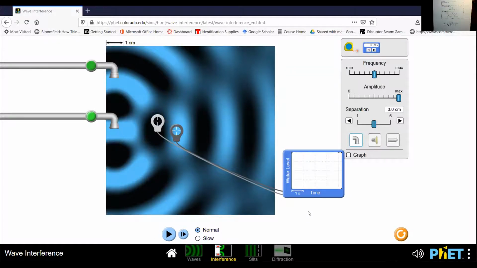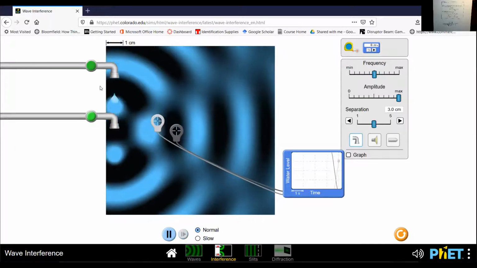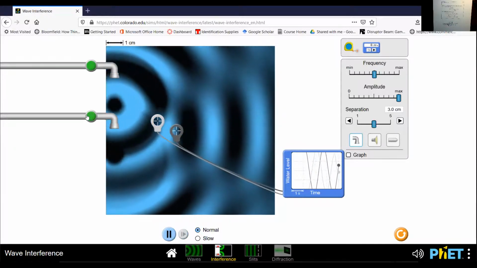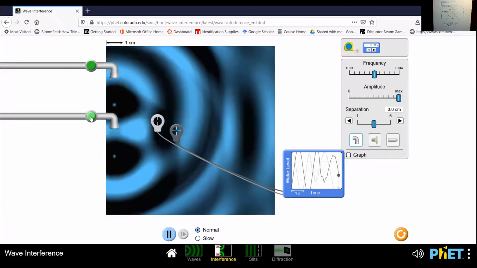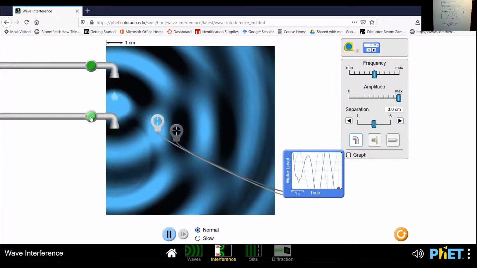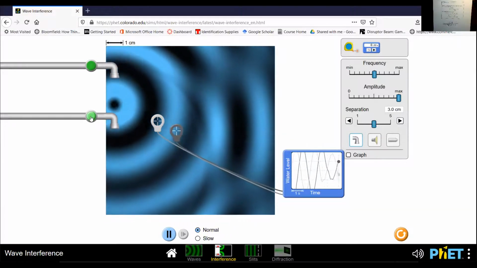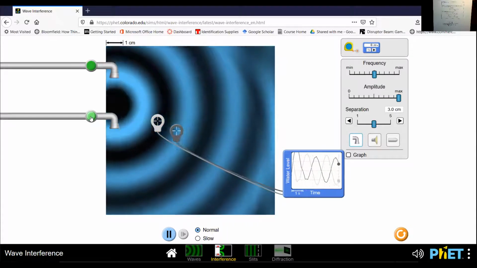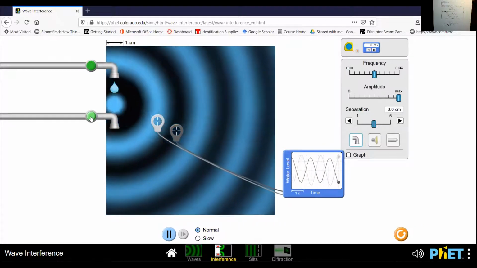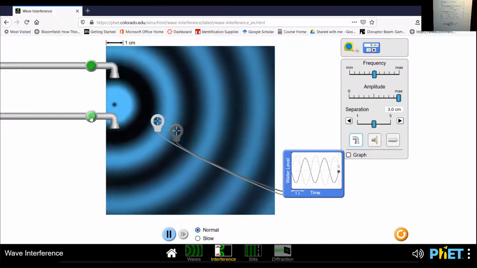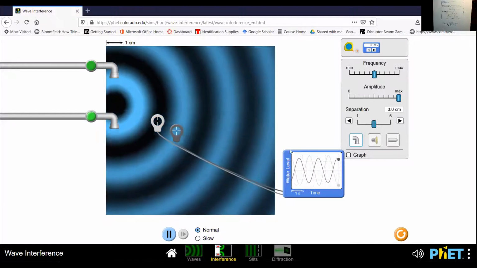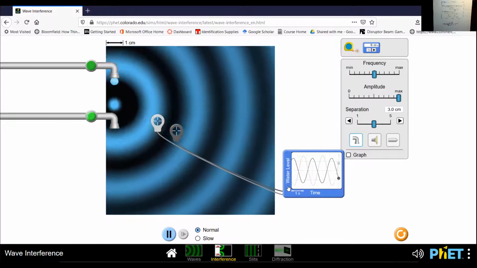Okay, so what I'm going to do is turn on just one faucet for a moment, and give it a second to clear out all the other interference from the other drop. And notice that we get a wave. And this blue thing is a detector, and all it does is measure amplitudes.